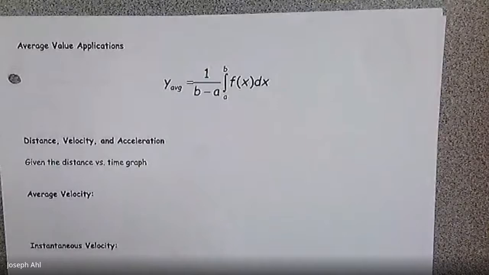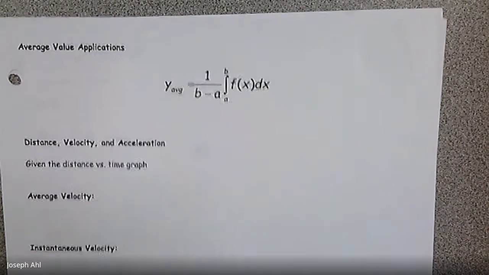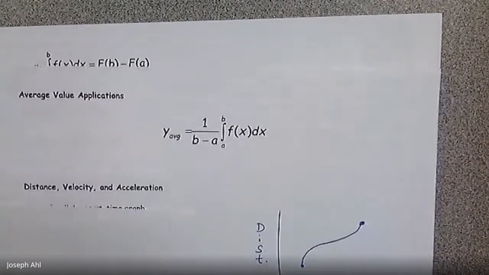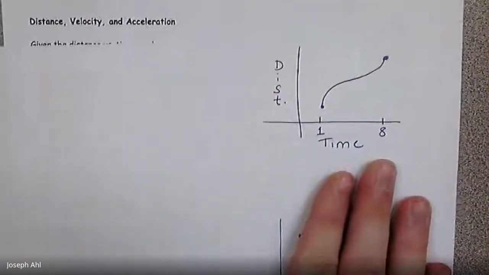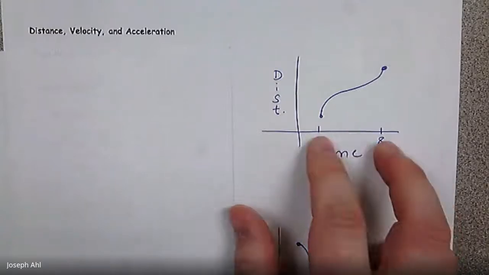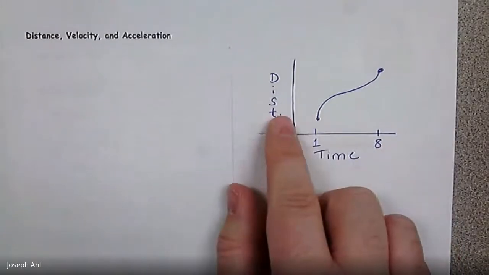Let's talk a little bit about some average value applications. So we know what the formula for average value is at this point. And I want to show you how we can relate this to thinking about distance, velocity, and acceleration. So if I were to give you a distance versus time graph, I'll show you that right here. In this distance versus time graph, we're looking at the time over the interval from 1 to 8 seconds, let's say, and this is the distance that is traveled.